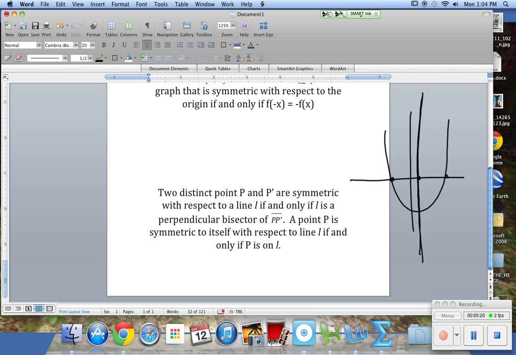A point P is symmetric to itself with respect to line L if and only if P is on line L. Which would be this one right here, the vertex of this parabola. There would be your P. It's symmetric to itself.